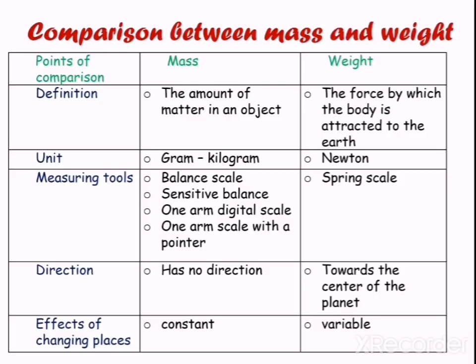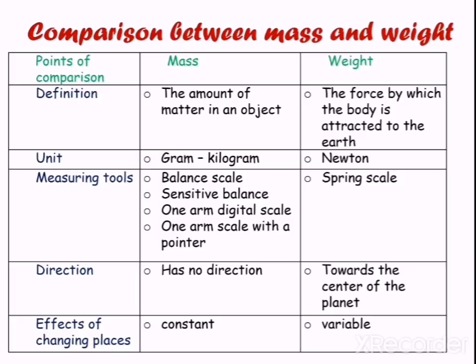The measuring tools of mass is balance scale, sensitive scale, one-arm digital scale, and one-arm scale with a pointer. But the weight is measured by the spring scale. The mass has no direction, but the weight always directed to the center of the earth.